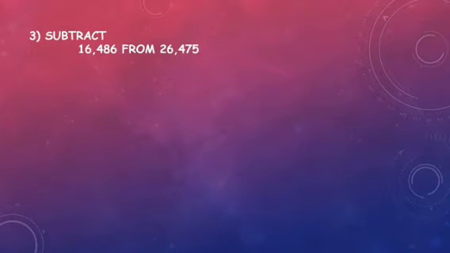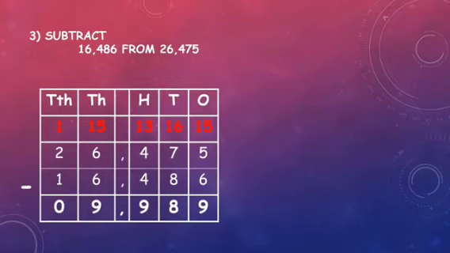Now moving on to the third problem. Subtract 16,486 from 26,475. Children, observe the problem properly. It is 16,486 from 26,475. So 26,475 happens to be the minuend and 16,486 happens to be the subtrahend. Now we'll have to place it in a place value chart and then start subtracting. You do it in your notebook. I have also done it here. You can cross verify whether you've done it right or not.